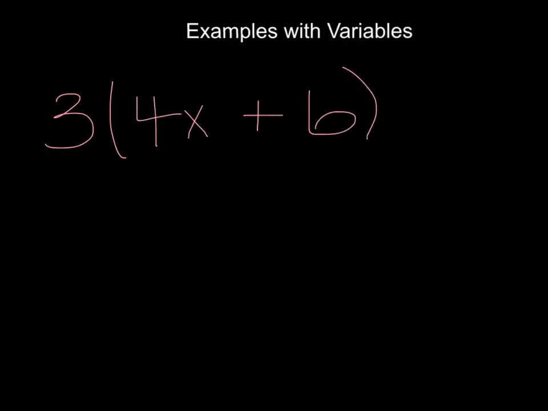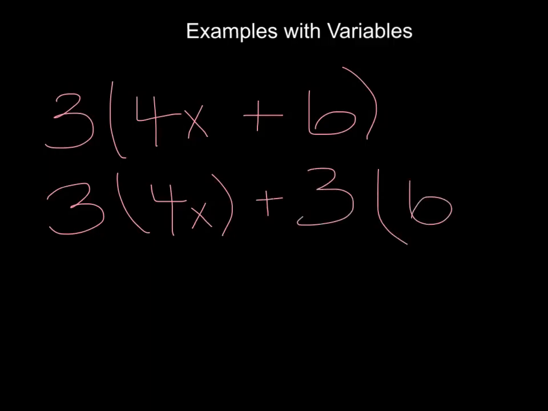Now I will show you an example of solving a problem with variables using the distributive property. So 3 times (4x plus 6). Now we just follow the rules we've been following before. It would be 3 times 4x plus 3 times 6. This time we just took the variable with the number before it.